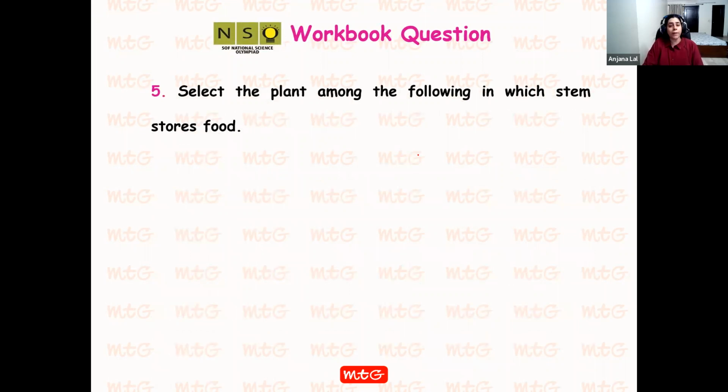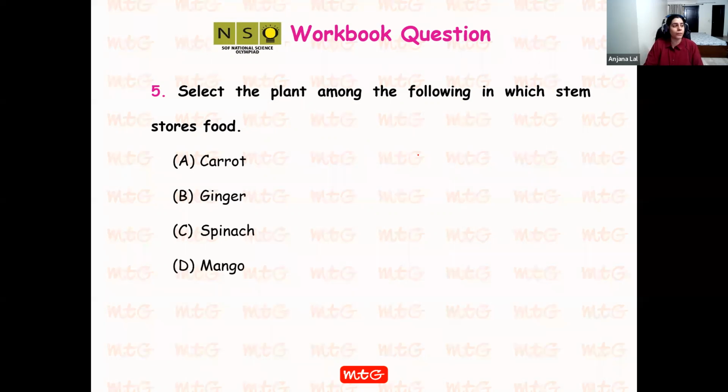Now, question 5, NSO workbook question. Select the plant among the following in which stem stores food. Now, you have to tell me. I'll give an option to, okay, Kashika.